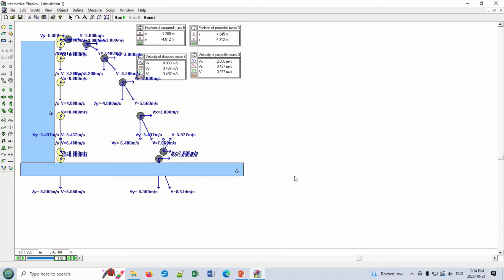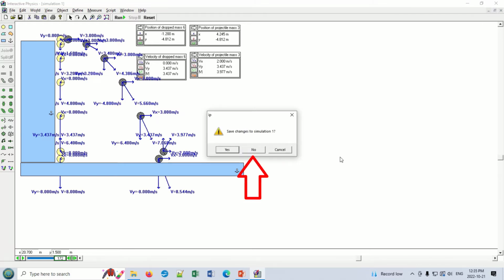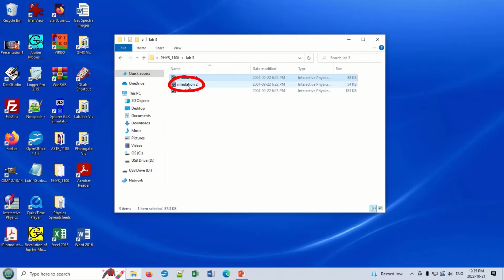Now you will want to screen capture this and paste it into your report, so do that in the usual way. And then there's a few questions in the lab manual that you'll need to answer about the horizontal or the vertical velocities of the 2 balls. So answer those, and then you're ready to proceed to the next simulation. So you close this down with the X in the corner. If it asks you if you want to save changes, always say no. Then you open up the next simulation.